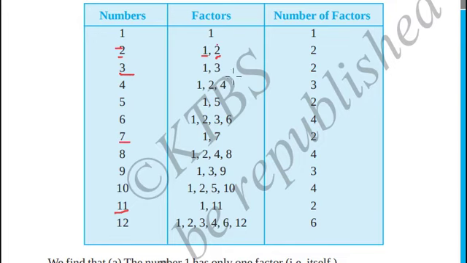For 3, the number itself is a factor and 1 is also a factor. For 7, the number itself is a factor and 1 is the other factor. These numbers are called prime numbers.